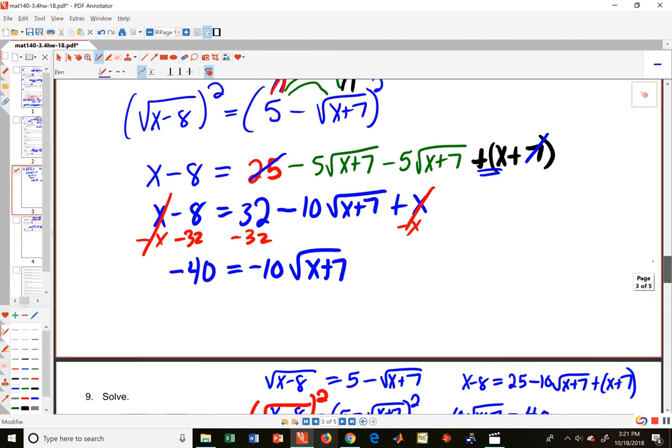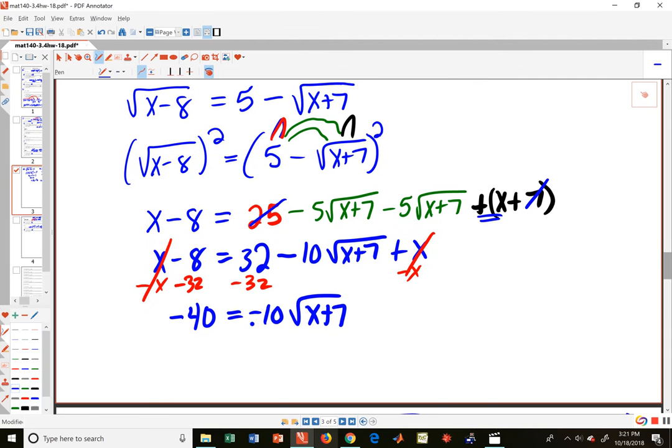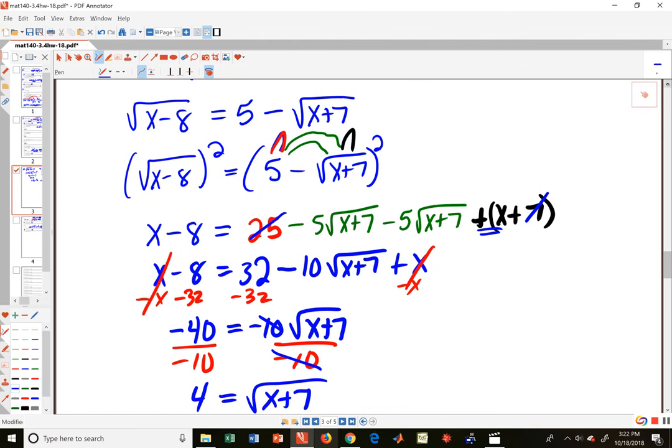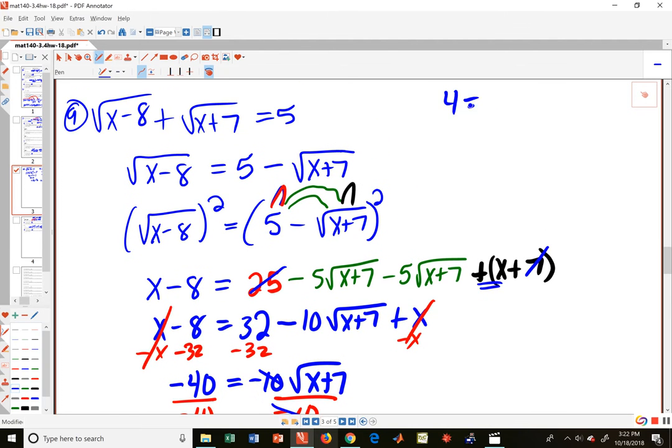Now I'm just doing a little bit of simplification here. Divide both sides by a negative 10. That cancels with that, leaving the square root of x plus 7. So now, after all that work, we have a really simple expression: 4 has to equal the square root of x plus 7. All right, and so we go back to the techniques we've been learning. We square both sides. That goes away. We bring that over, and we get x equals 9.